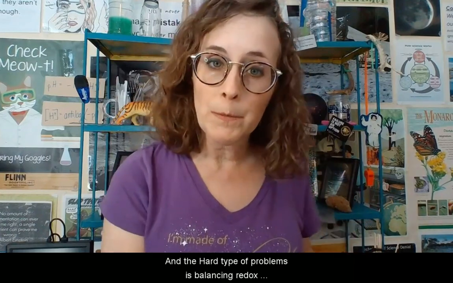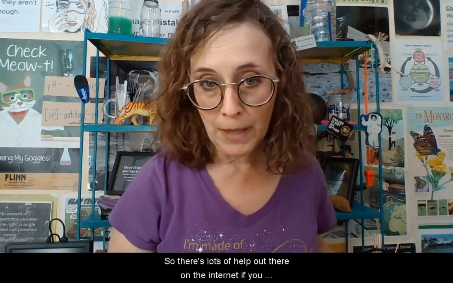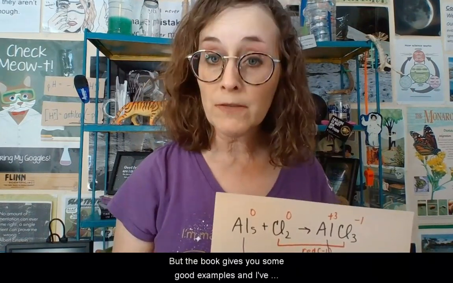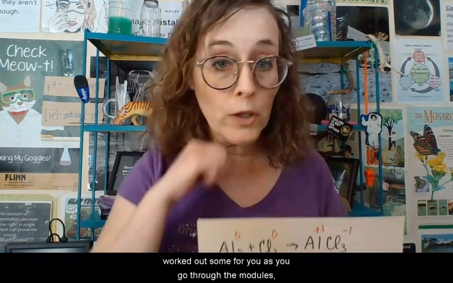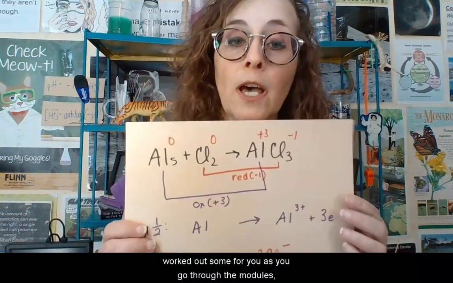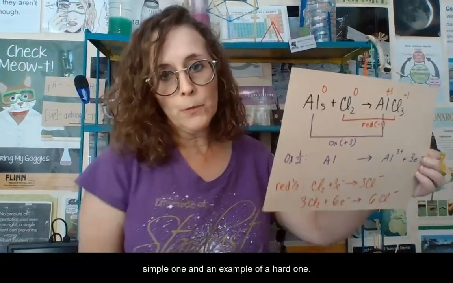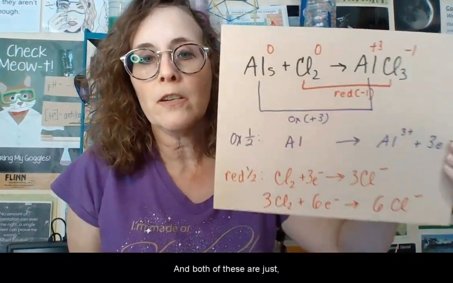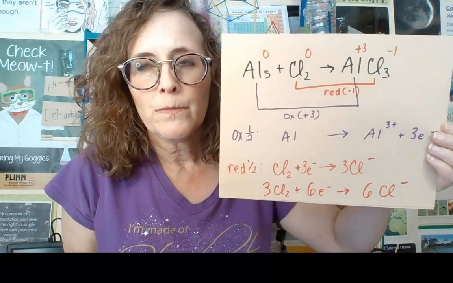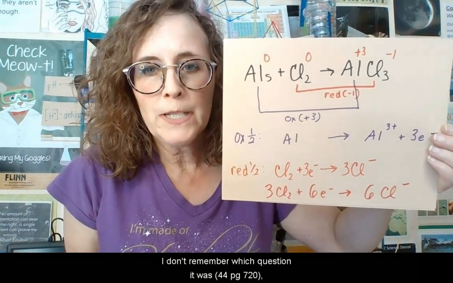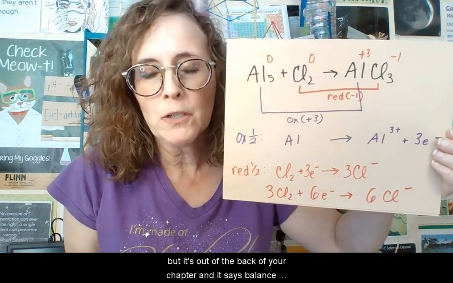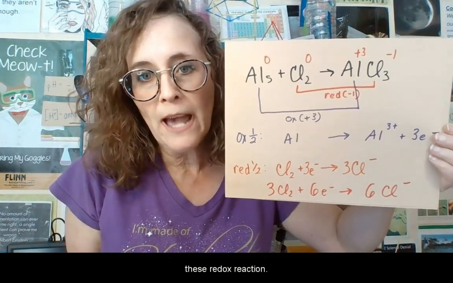The hard type of problem is balancing redox reactions by the half reaction method. There's lots of help out there on the internet if you want to watch some extra videos. The book gives you some good examples, and I've worked out some for you as you go through the modules. But I wanted to show you an example of a simple one and an example of a hard one. Both are out of the back of your chapter, and it says balance these redox reactions.